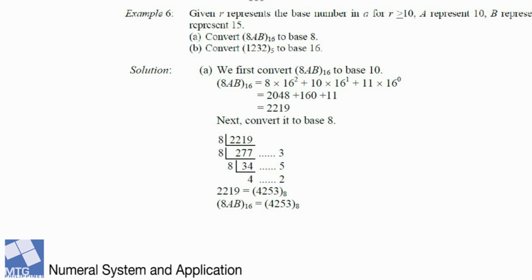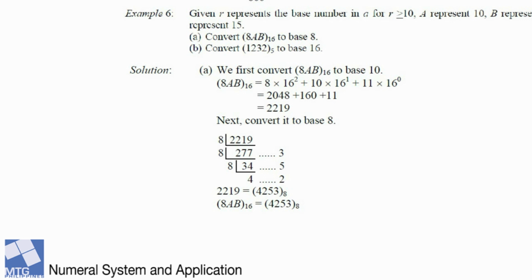Next, since that given number is already in base 10, we simply have to convert it into a base 8 number. Thus, we will do the same thing as what we have done previously. We will keep on dividing the given number by 8 until we have a quotient smaller than the number 8. Thus, we will have 2,219 divided by 8. This will give us 277 remainder 3. 277 divided by 8, we will have 34 remainder 5. Then 34 divided by 8, we will have 4 remainder 2. Thus, we say that 2,219 is equal to 4253 base 8. Thus, 8AB base 16 is simply equal to 4253 base 8.